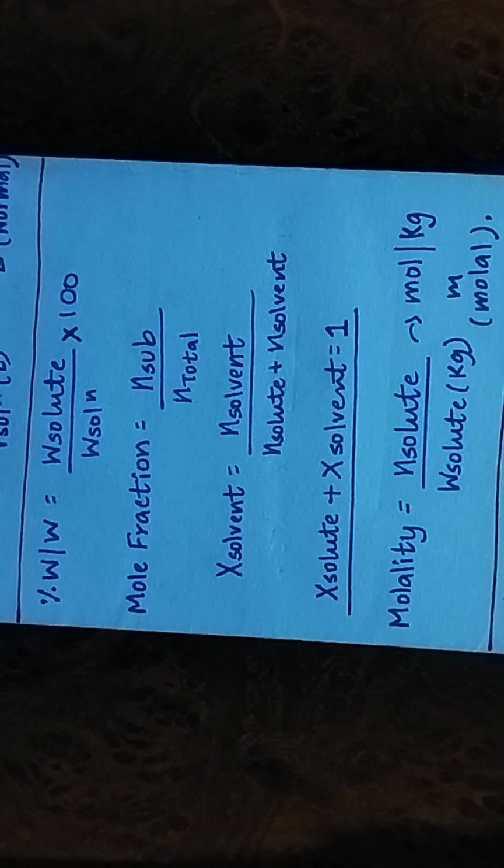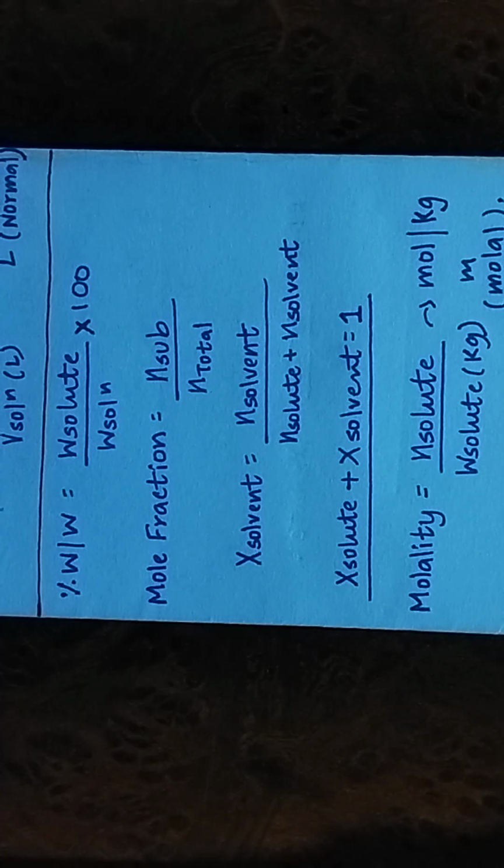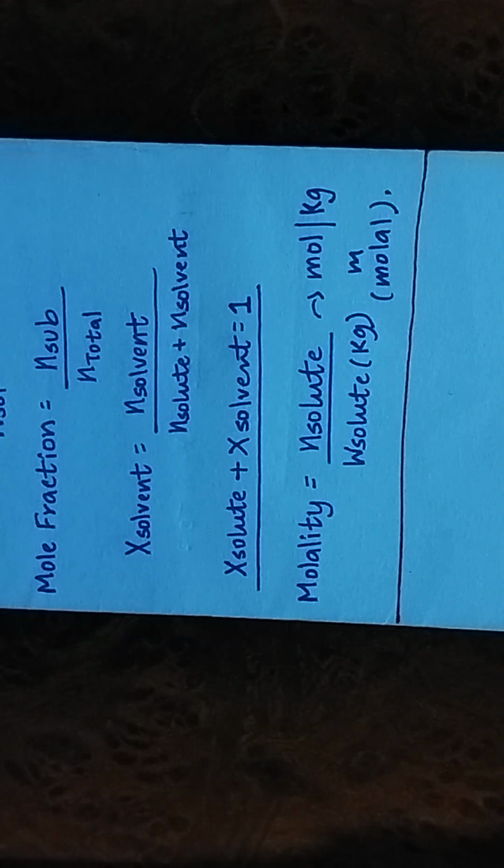Percentage W by W is basically W of solute by W of solution into 100. Mole fraction is the moles of a substance by the total moles. Mole fraction of solute plus mole fraction of solvent is equal to 1. Molality is basically n of solute by weight of solute in kg.